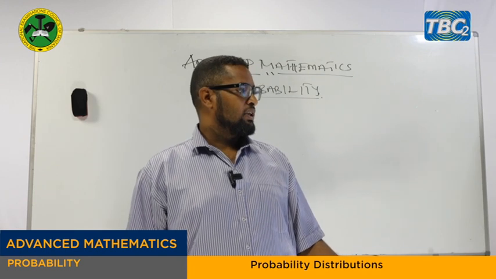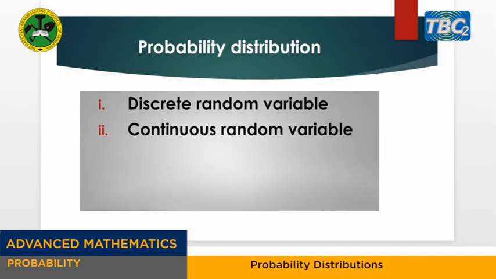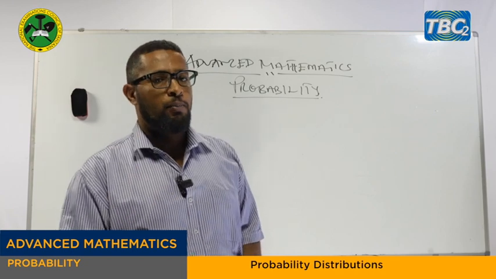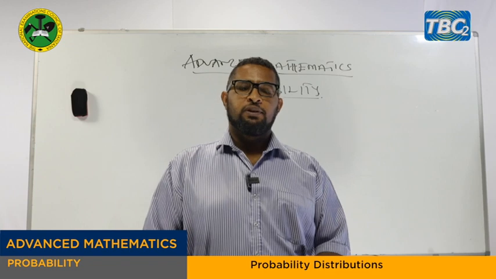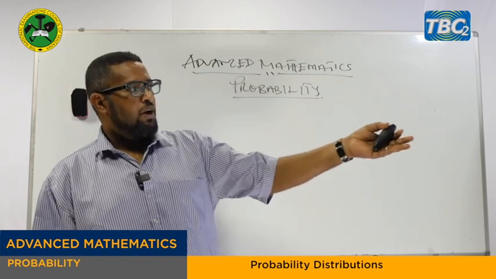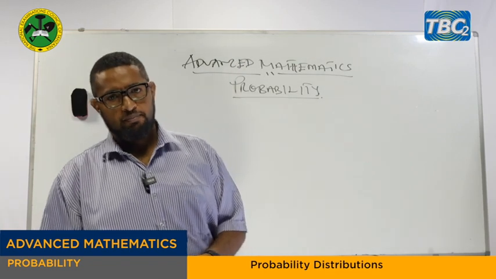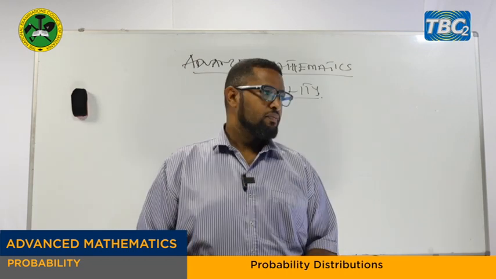Our lesson for today will focus much on probability distribution, specifically the discrete random variable and the continuous random variable. Why discrete and continuous random variables? Because this is the specific area in which most of you students have a problem with how to use the formula to solve a given question.